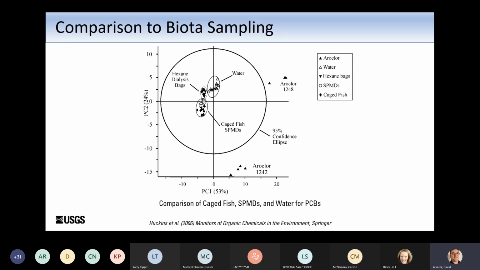This here's another example of where SPMDs and caged fish were collected and analyzed for PCBs. This particular graph is a principal component analysis, and it shows that the clustering of fish and SPMDs was in fairly good agreement, which indicates that the SPMD was a suitable surrogate for measuring PCB concentrations that would have ended up in this particular fish species.